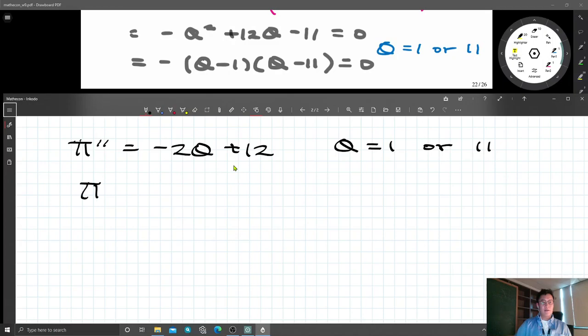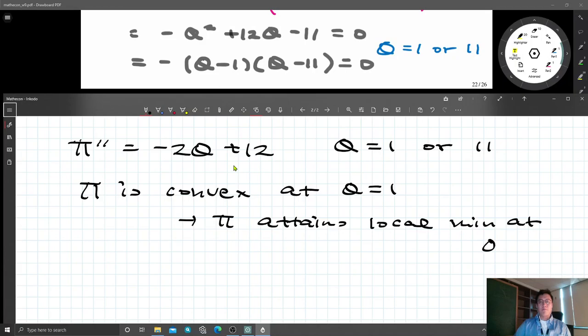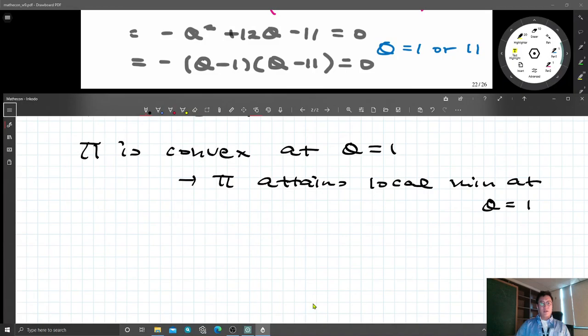So the profit function is convex at the first critical point. So I can infer from the second derivative test that profit attains a local minimum at that point. And then if we plug in 11 for q, pi double prime is negative, so pi is concave at 11, so it attains a local max.